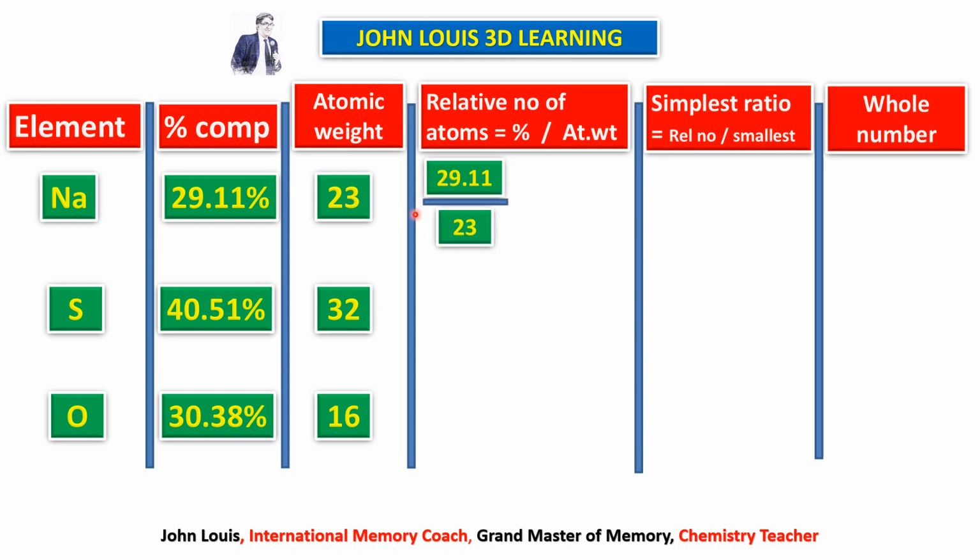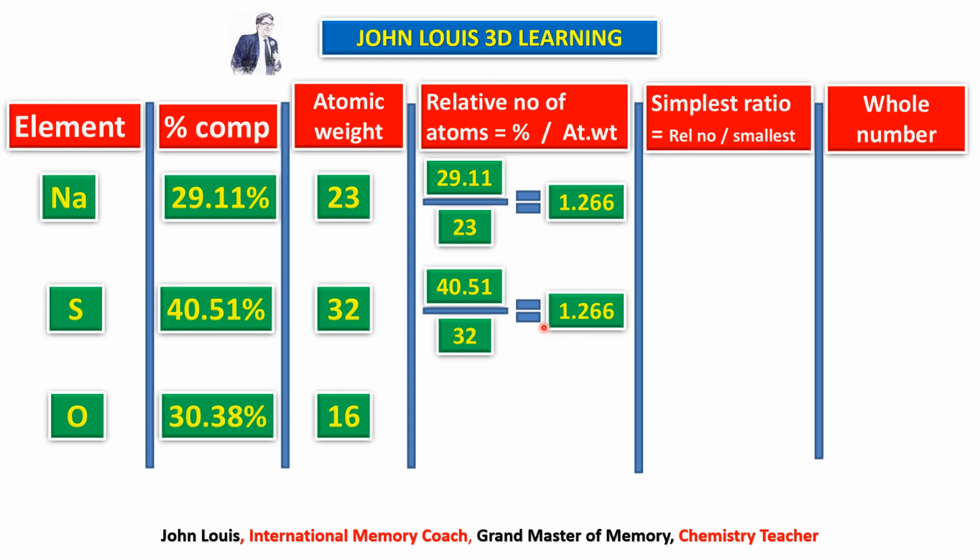Therefore, how to find out the relative number of atoms? We have to divide the percentage by atomic weights. So 29.11 divided by 23 is equal to 1.266. And here 40.51 divided by 32 is again 1.266. And for oxygen, 30.38 by 16 is equal to 1.898. Among these three, which is the smallest? 1.266 is the smallest. Two values are the same, and that is the smallest.